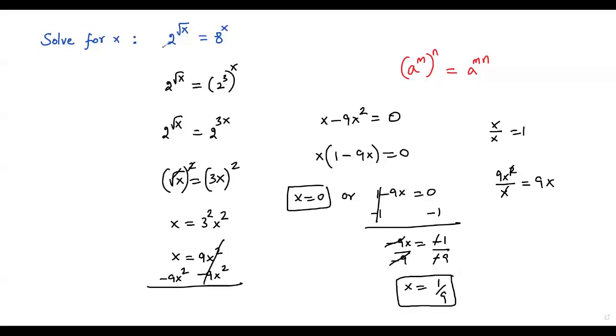So solving the given exponential equation, I'm getting two values for x. One value of x is x equals 0 and the other value of x is x equals 1 over 9.